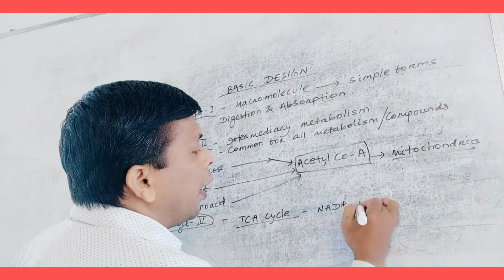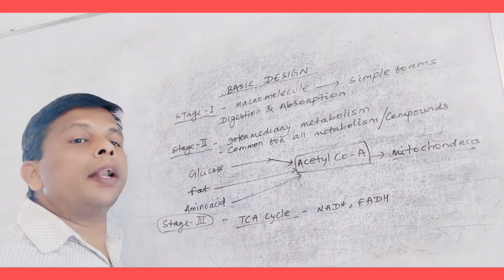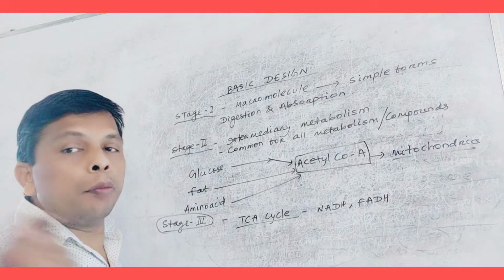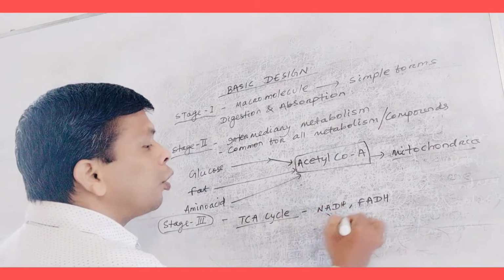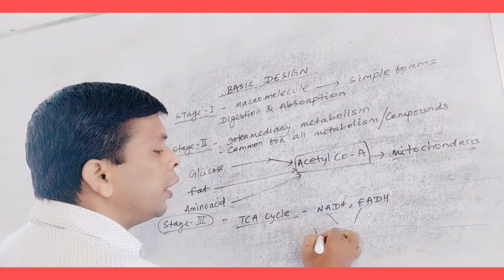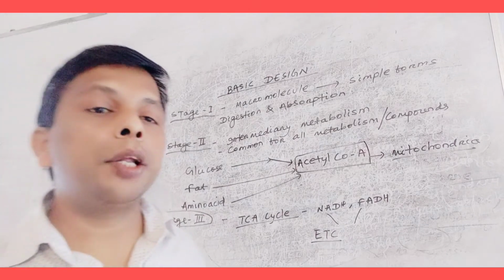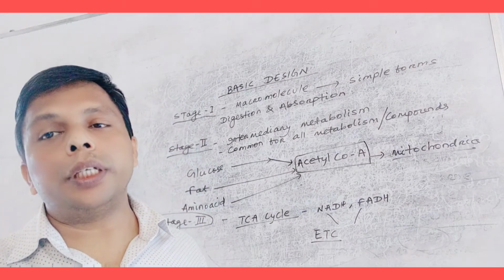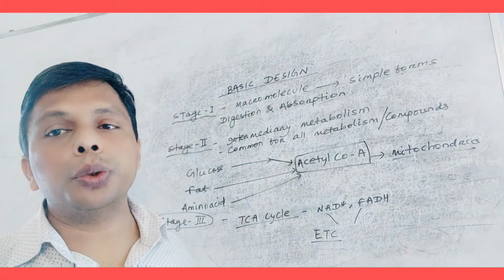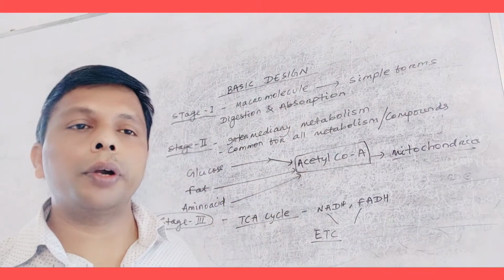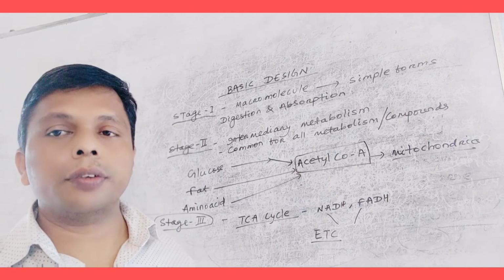The reducing equivalents are NADH, FADH2, or directly GTP, ATP. These energetic compounds are produced and enter the electron transport system and oxidative phosphorylation for producing ATP. So, the basic design of metabolism deals with all these events. It is about the catabolic stages here.